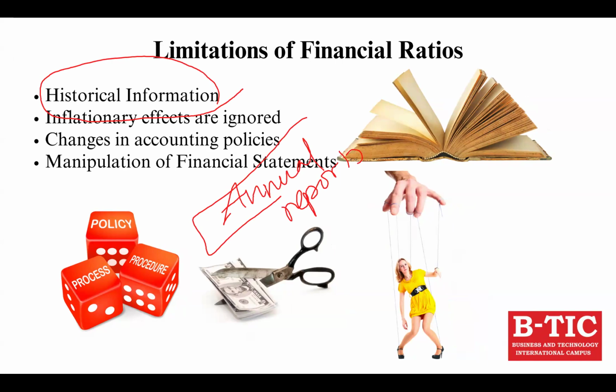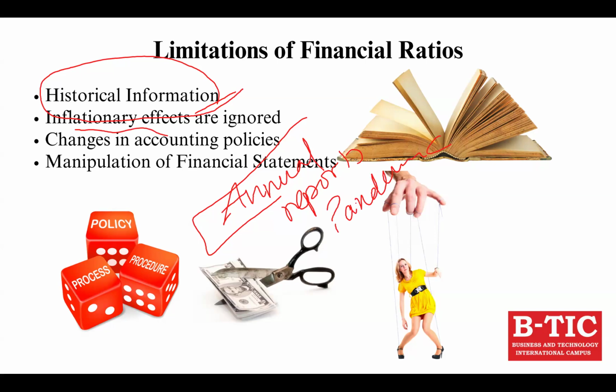So sometimes it's difficult for you to predict the future just based on the historical information, because there are so many unexpected events that may happen. For an example, the pandemic. It shut down the whole world. Banks collapsed. Not collapsed, but they suffered. Companies collapsed. Most of the companies had to shut down because they could not survive. So this is one of the limitations of financial ratios.